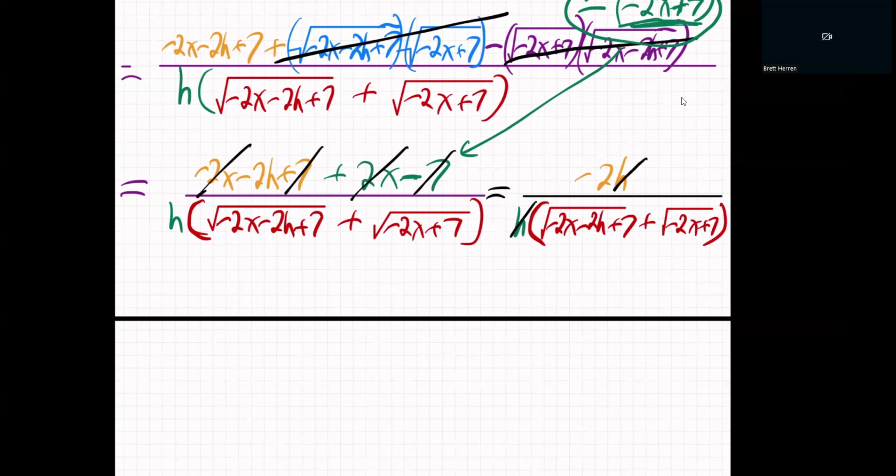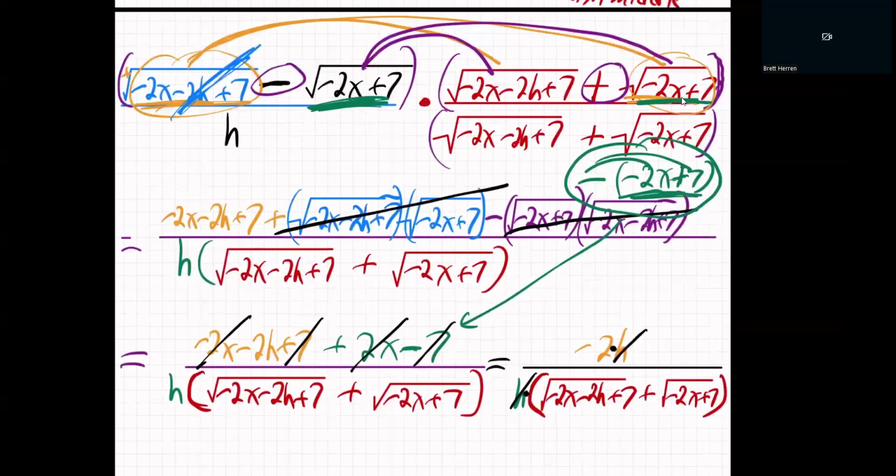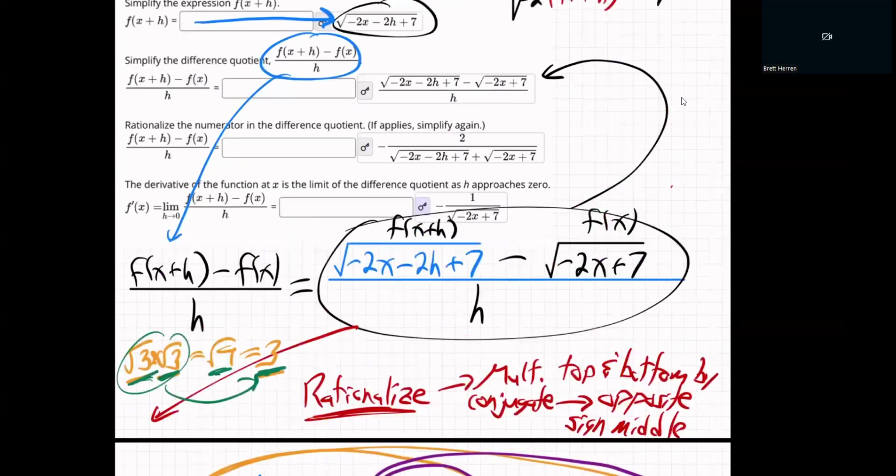Because remember, you can't cancel added, subtracted items, but this is multiplied and this is multiplied. That's why I wanted to leave that h out there, because I knew that h would cancel. And so what we have left is our answer right here. Now notice they put the minus in the front.